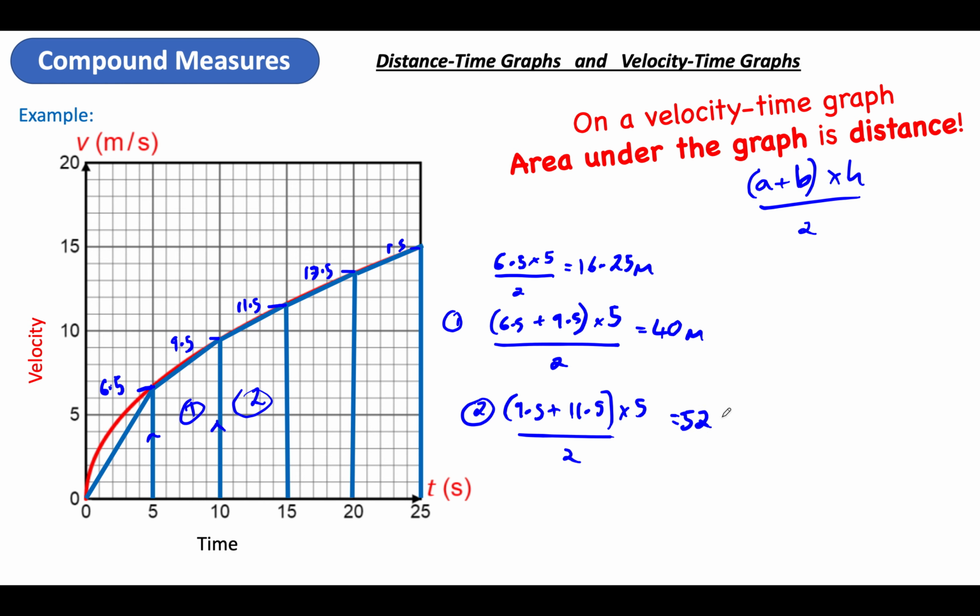52.5 meters. Trapezium 3, this does take a long time, doesn't it? Is 17.5. And we're going to add to that 11.5. And then we'll times it by the width of that trapezium, which is 5, which we confusingly call the height. So 17.5 plus 11.5, doesn't matter which way round you write those really. And then times that by 5, divide it by 2, is 72.5.